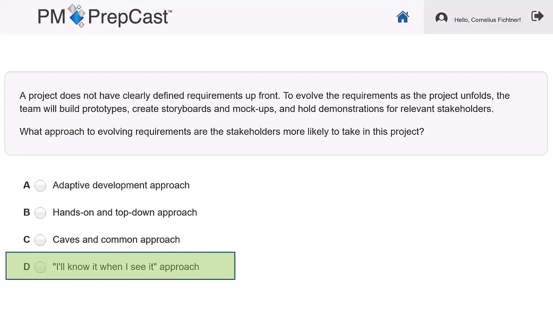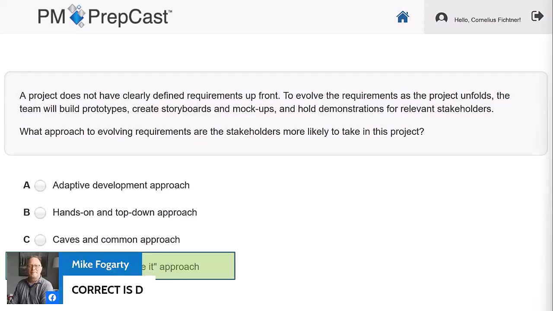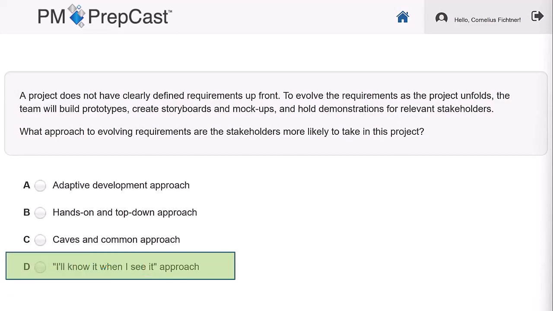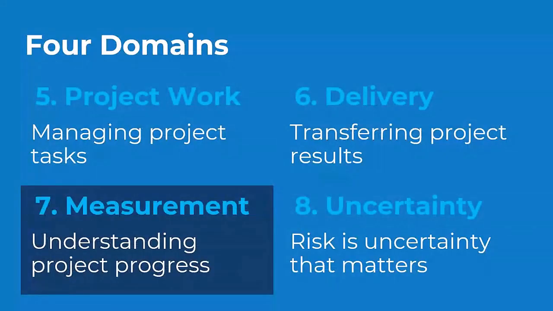Okay, we all learned something new because I got it wrong and many of you also got it wrong. I think Mike here, he's probably going, I got it right. Okay, moving on. That was our second domain here out of the 4, delivery, and we move on to measurement.